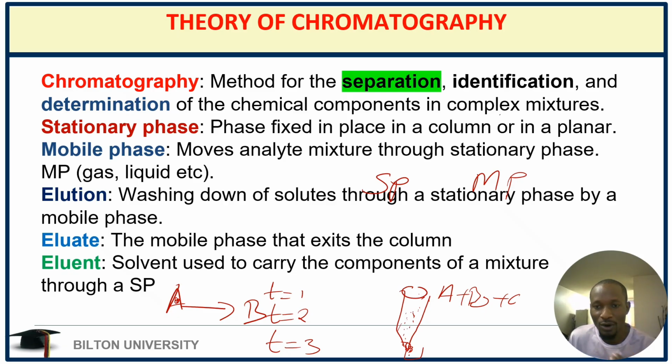That solvent or mobile phase that exits the column, we call eluate. But the solvent that we use to carry the mixture or the solute is what we call the eluent. So most of the time we're going to say stationary phase, mobile phase, eluate, elution, eluent, those words. So make sure you get used to them.